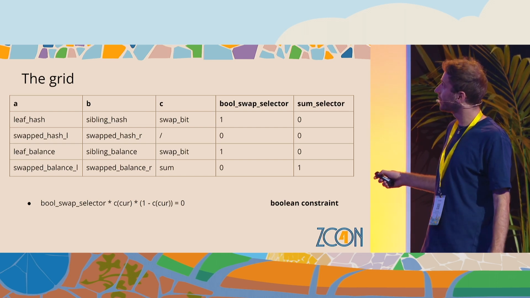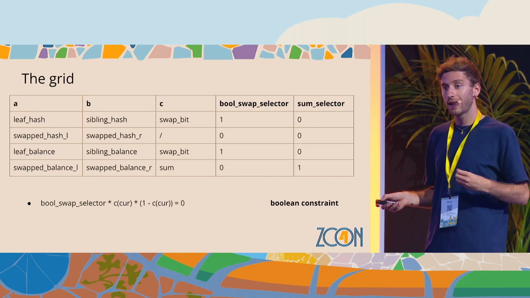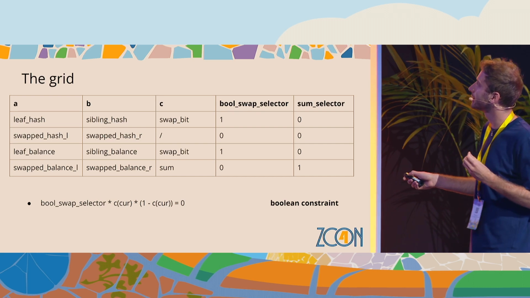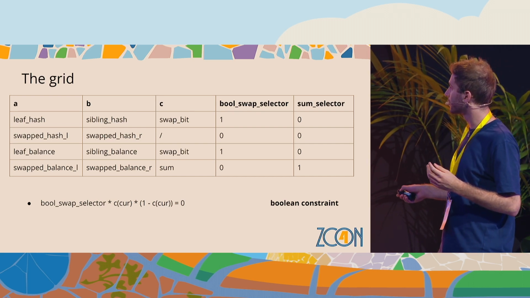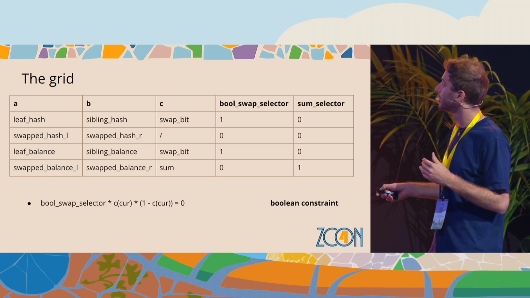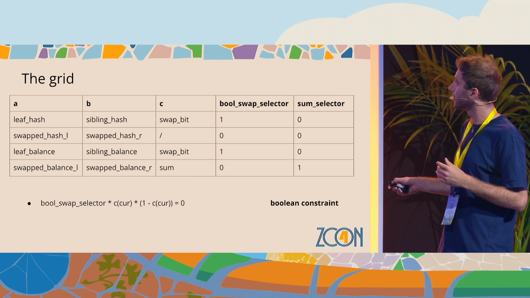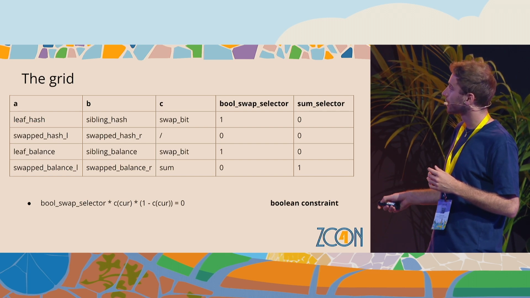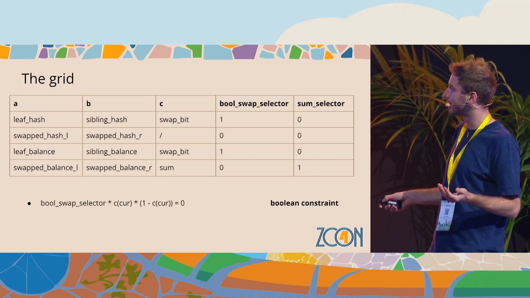And if we activate the selector, we are basically activating this constraint. The important thing to note here is that we don't want this Boolean constraint to apply to every cell in the C column, because, for example, at sum, we don't want it to enforce it to be either 1 or 0. So at that row, this Boolean constraint that is activated by this bool swap selector will be set to 0. So if we set this to 0, we can see that this equation will always be satisfied.